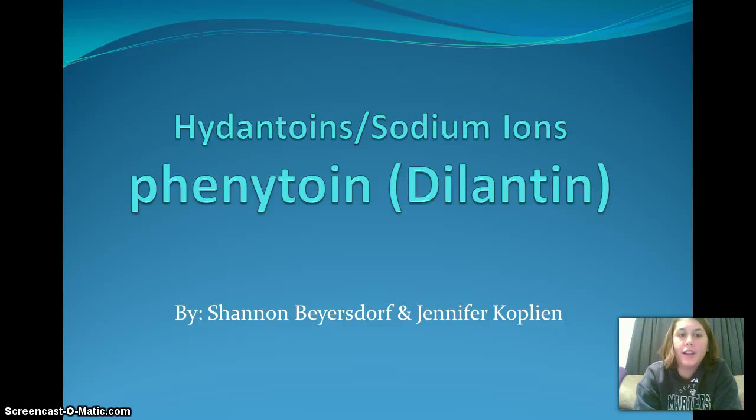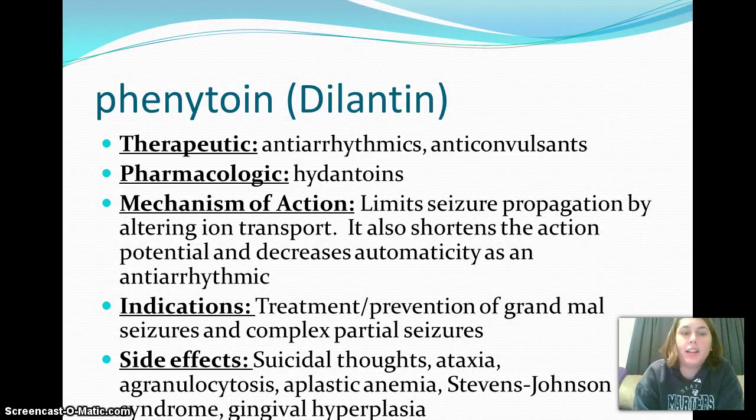Hi, our drug is phenytoin, an anti-seizure medication. Its therapeutic classification is an antiarrhythmic and anticonvulsant. Its pharmacologic classification is a phenytoin. Its mechanism of action is that it limits seizure propagation or movement by altering ion transport. It also shortens the action potential and decreases automaticity as an antiarrhythmic.